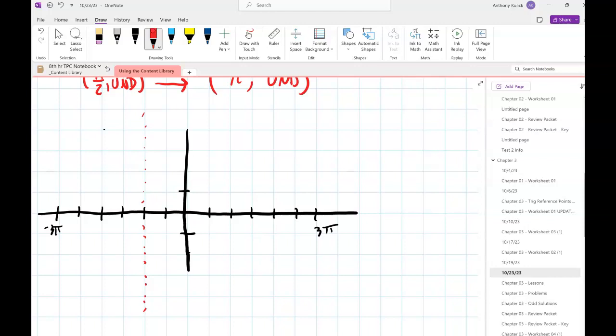Then I'll plot my point negative pi over 2 comma 1, 0 comma 0, positive pi over 2 comma negative 1, and then we have pi undefined again. So I'll draw another asymptote, and I'm going to connect my points. I'm going to start up high following the asymptote, and then I'll curve to go through my points, and then I'll follow my asymptote again.